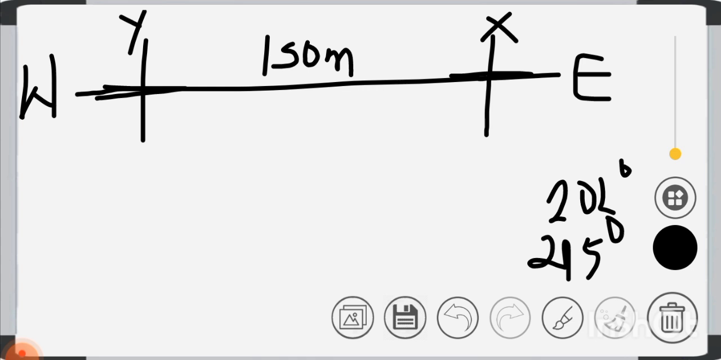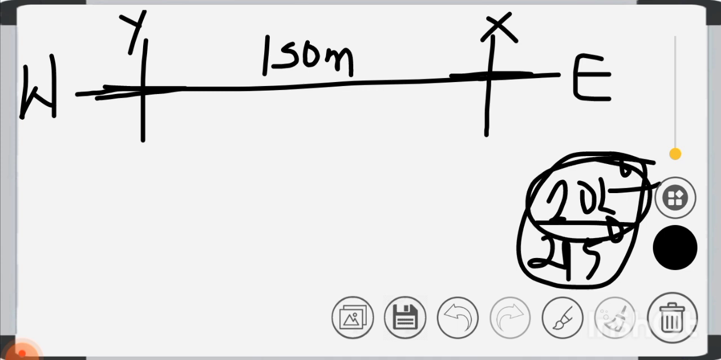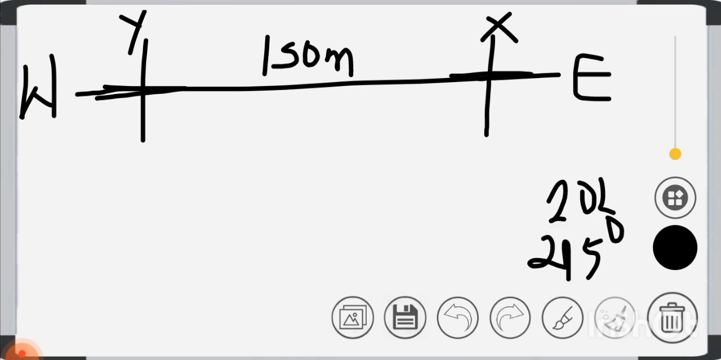So what are you going to do? Look at what we are going to do now. As they are telling us these bearings, you draw it out. You measure for Y, because respectively, X and Y, 215 and 202. So for Y it is 202, for X it is 215, because 215 was mentioned before 202. So that's how it is. So just measure 215 from X.